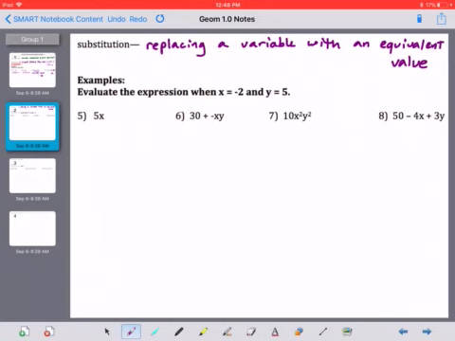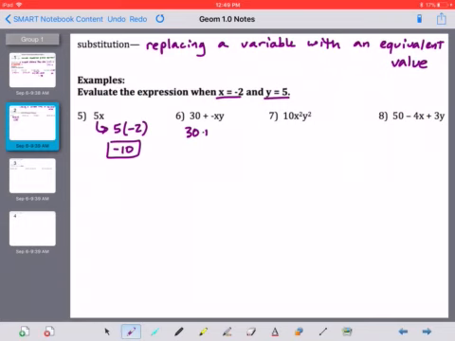So an example is 5 through 8. We're asked to evaluate the expression when x is -2 and y equals 5. So number 5 here, we have 5x. So we're going to plug in -2 for x. So 5 times -2 is -10. And that's it. Now, number 6, we're going to be using both x and y.